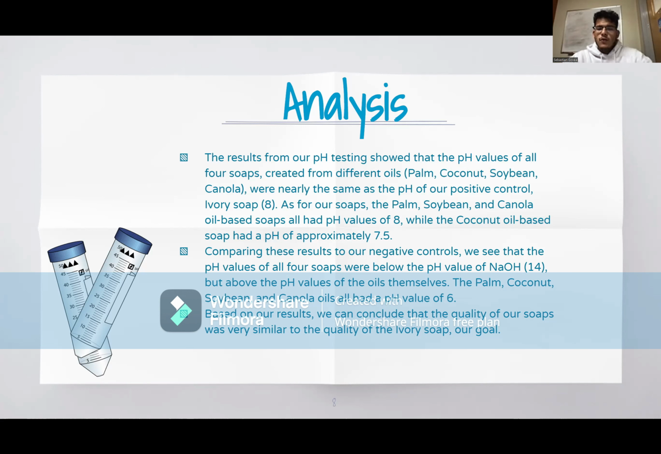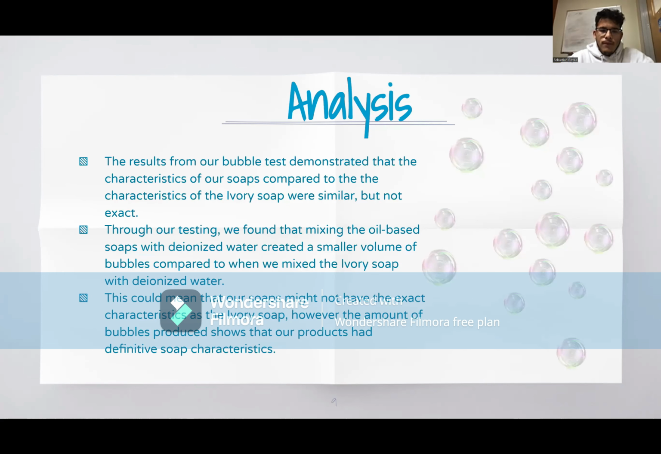Comparing these results to our negative controls, we see that the pH values of the 4 soaps were below the pH value of NaOH, but above the pH values of the oils themselves. The palm, coconut, soybean, and canola oils all had a pH value of 6. Based on these results, we can conclude that the quality of our soaps was very similar to the quality of the Ivory soap, which was our goal.